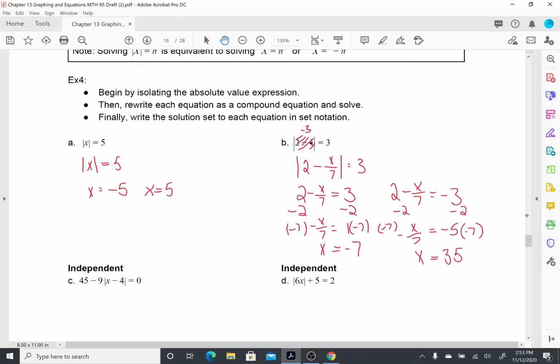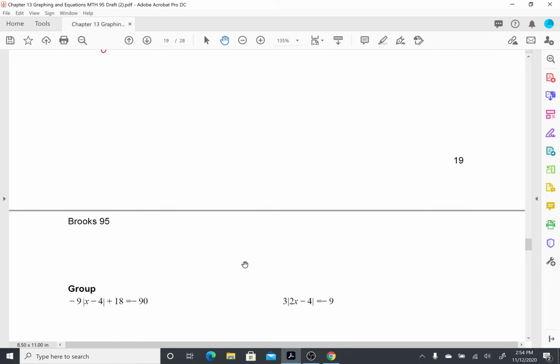All right, go ahead and try that yourself. One thing to be mindful of is you don't want to set it equal to the 3 and -3 until you've gotten the absolute value isolated on one side. So when you're doing this independent question, you'll want to send the 45 and the 9 over first. And then you can break it into 2 pieces. Same with D.